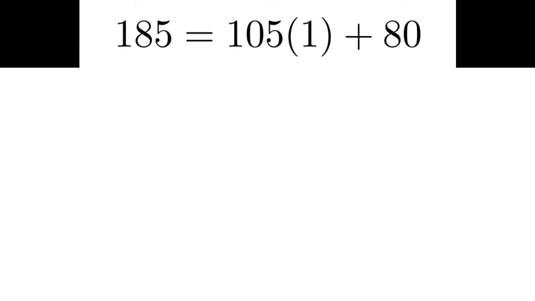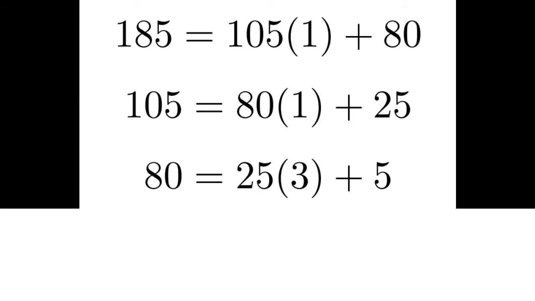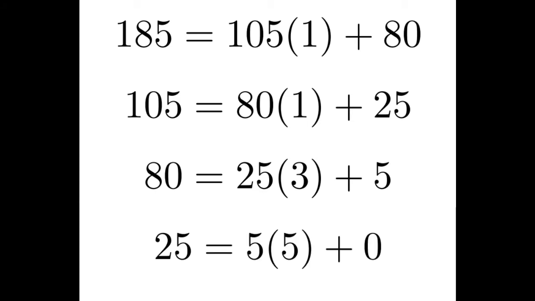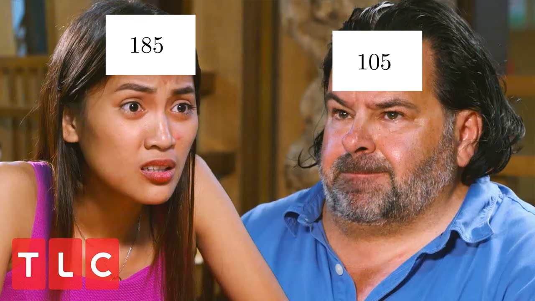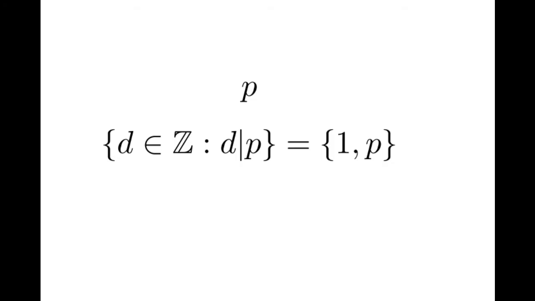First, we divide 185 by 105 using the division algorithm, and then get 185 equals 105 times 1 plus 80. Replace 185 with 105, and replace 105 with 80. Now, 105 equals 80 times 1 plus 25. Replace 105 with 80, and 80 with 25, and we have 80 equals 25 times 3 plus 5. Replace 80 with 25 and 25 with 5, we get 25 equals 5 times 5 plus 0. When the remainder is 0, we stop. So 5 is the greatest common factor. Sounds like they weren't that compatible after all. Back to swiping.